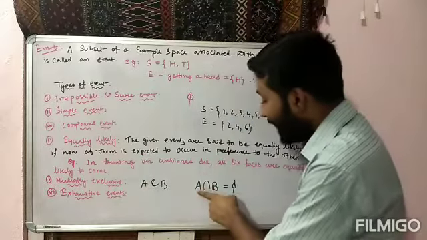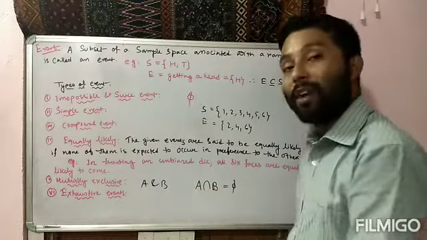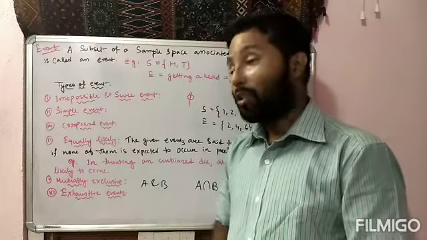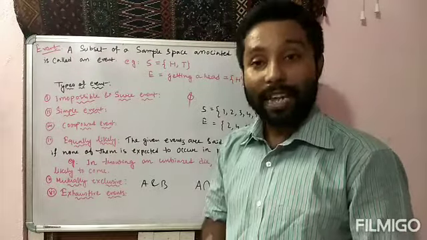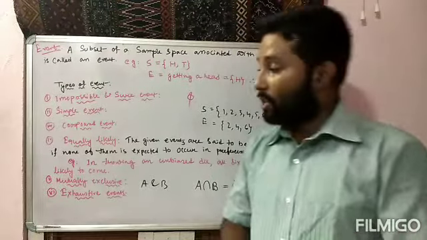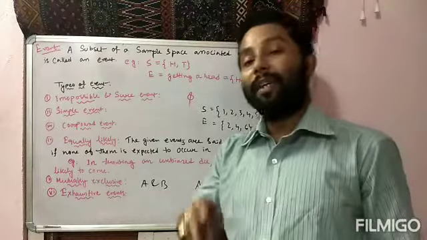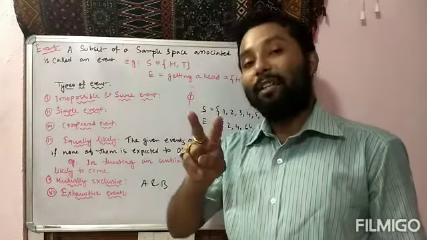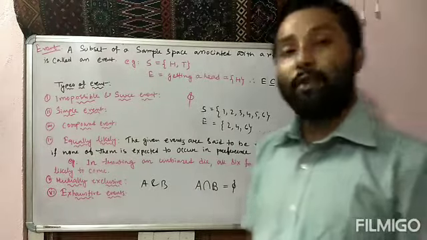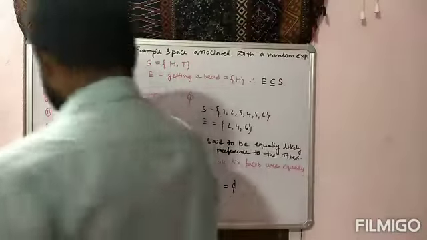But here A intersection B equal to phi means what? There is no common element. Okay? So you can take more than two events. I have given here two events. You can take more than two events also. Okay? So the definition of mutually exclusive means the two events A and B are said to be mutually exclusive if A intersection B is equal to phi.